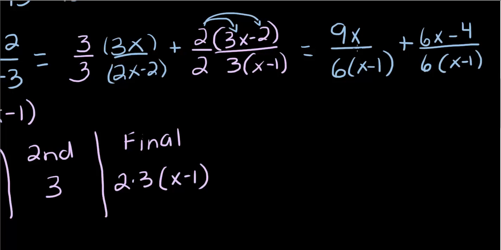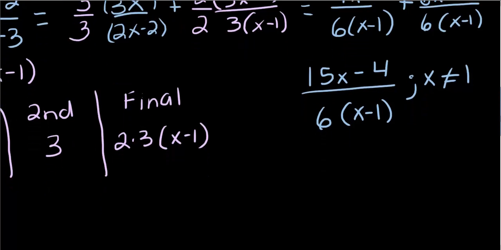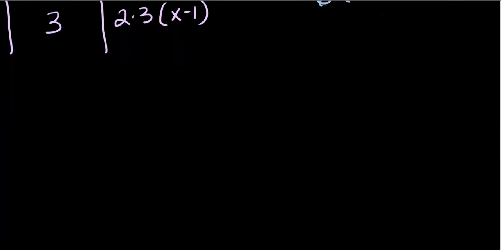So now that I have a common denominator, I'm just going to treat them the same way that I was treating the other ones. I'll just combine like terms. So 9x plus 6x, that is 15x minus 4 over 6 times x minus 1. And let's remember, x cannot be 1, because if it was 1, 1 minus 1 is 0, 0 times 6 is 0. It will make the denominator 0, and we cannot divide by 0. So that's our answer. Let's try another one.